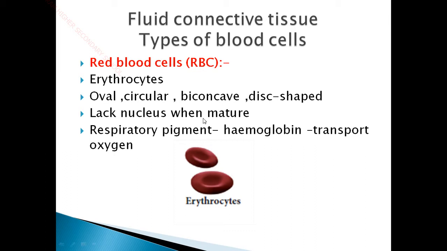Likewise, the blood also has a respiratory pigment called hemoglobin, and this hemoglobin is mainly responsible for the transport of oxygen to various parts. So here comes the importance of respiration. What is the need to respire? Why do we respire? Why do we take in oxygen? What happens to this oxygen once it enters the lungs?